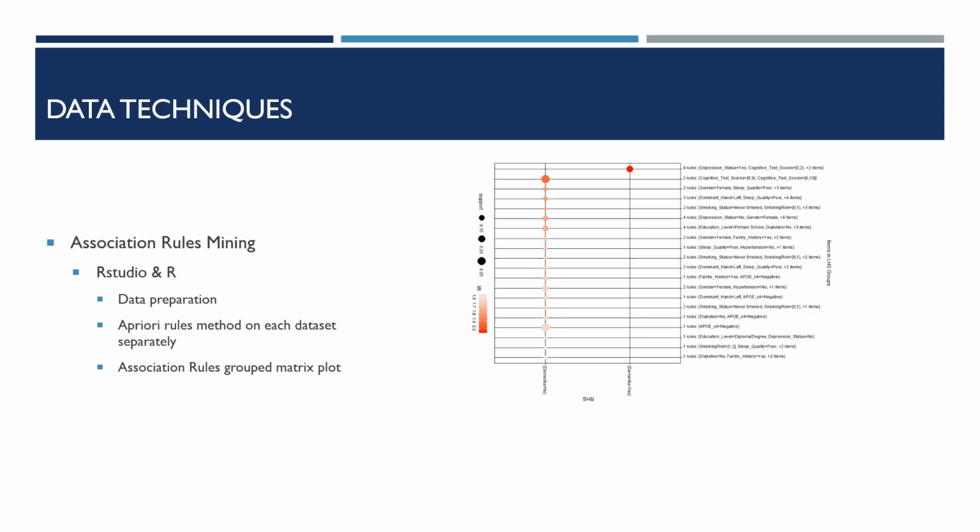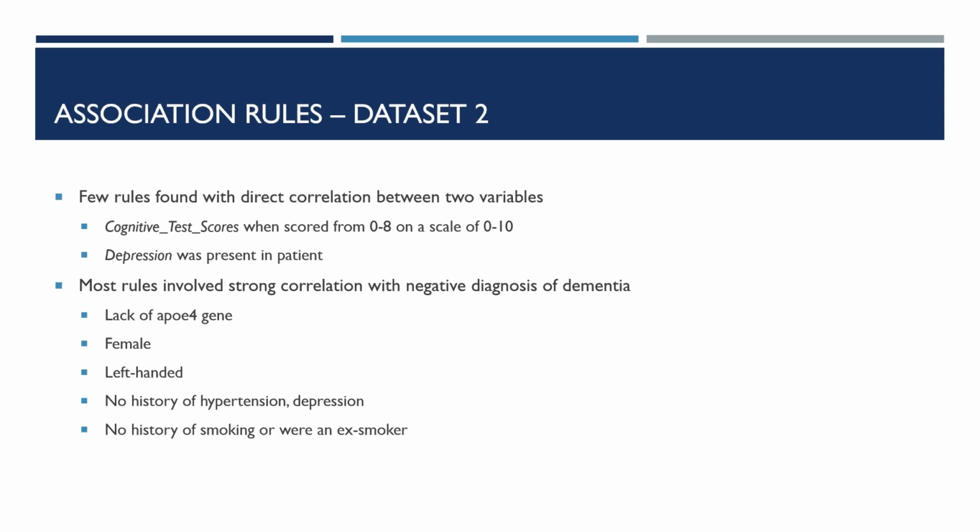The second dataset came up with many rules, so I focused on the top 20 rules found. The association rules mining for this dataset found a few rules with a correlation to a positive diagnosis, generally based on cognitive test scores. So, patients that scored an 8 or below on the 0 to 10 scale, or patients with depression, were highly correlated with a dementia diagnosis, as the top 6 rules sorted by rules lift. Now, these rules were within my original expectations, since decreased cognitive test scores would be classic signs of dementia onset.